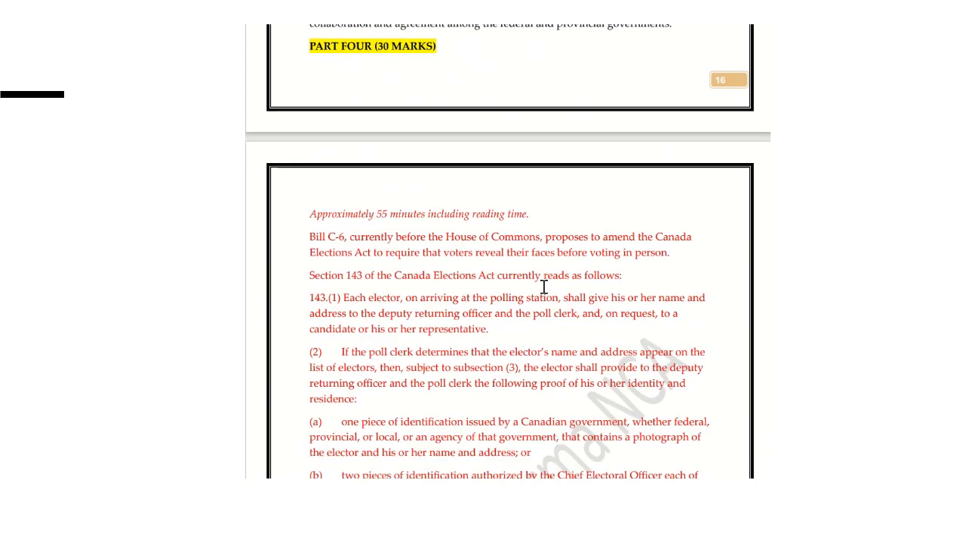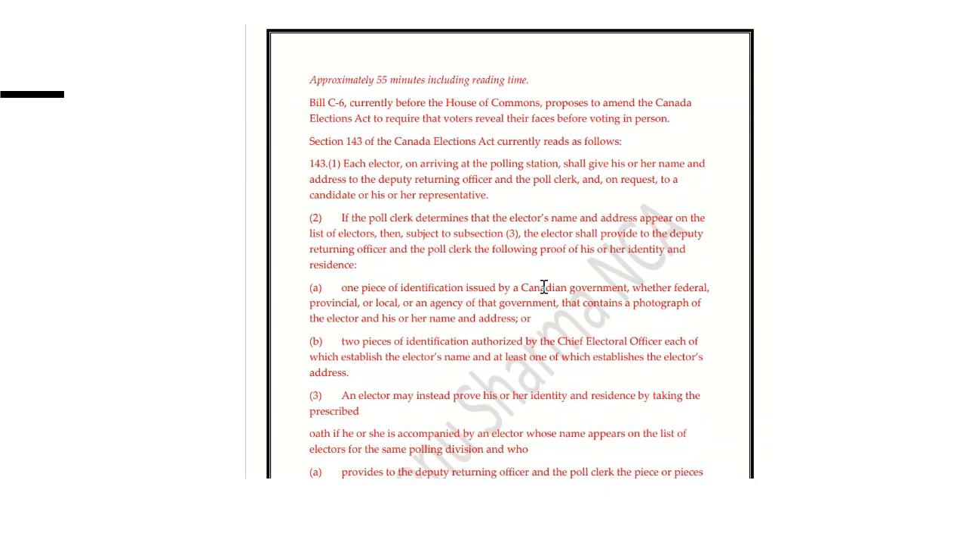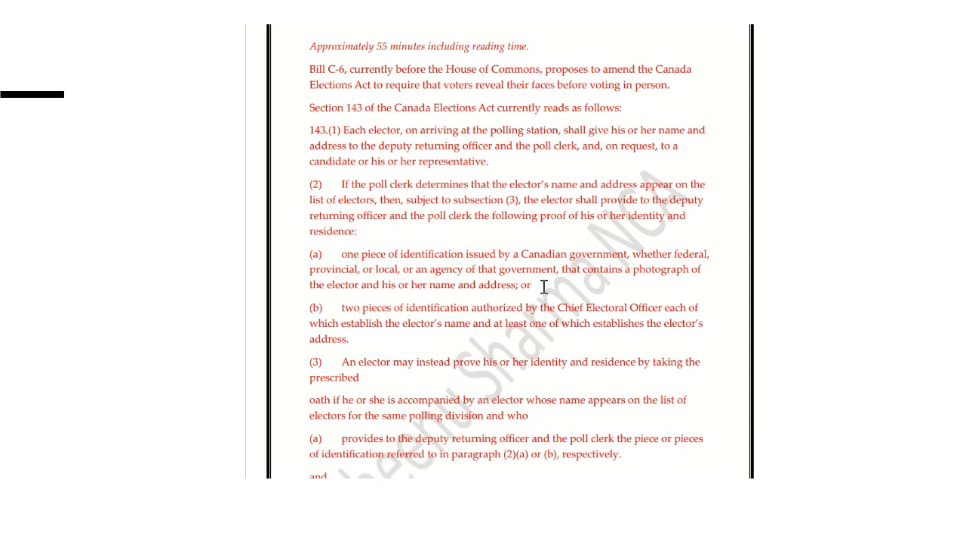Then next question, part 4, 30 marks. Again a bill. So this bill has not been passed and is currently before the House of Commons. This bill has been proposed to amend Canada's Election Act to require that voters reveal their faces before voting in person. A few religious communities thought that this is against their freedom of religion and conscience.